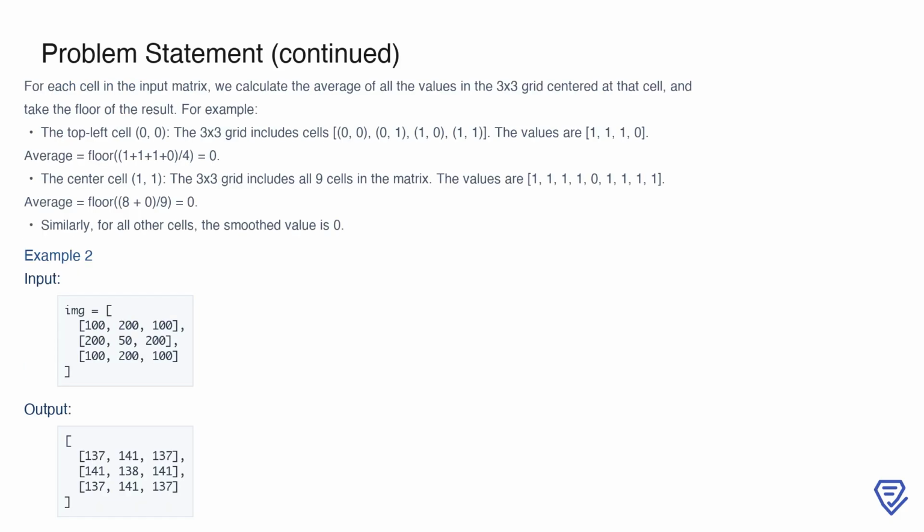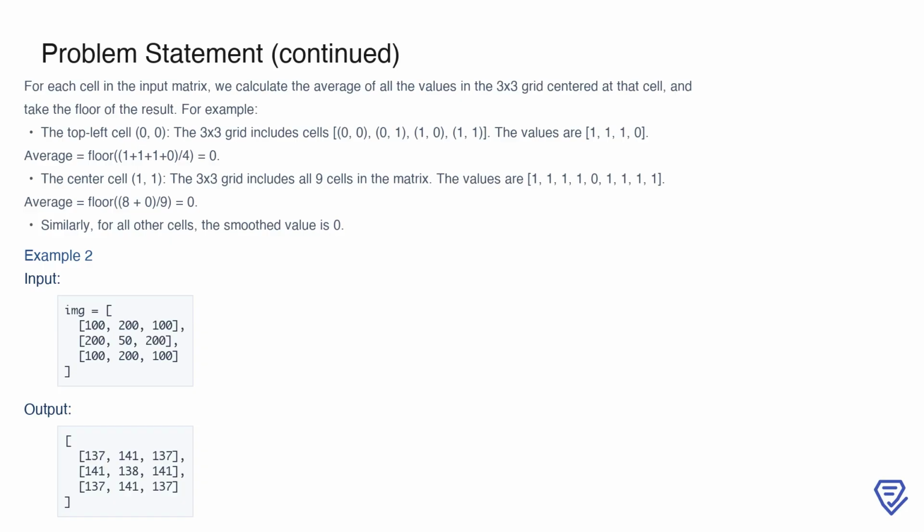To better understand the calculations, let's break it down for specific cells. For the top left cell at position 0, 0, the 3x3 grid includes cells 0, 0, 0, 1, 1, 0, 1, 1, with values 1, 1, 1, 0. The average is calculated as the sum of these values, which is 3, divided by the number of cells, 4. Applying the floor operation gives a smoothed value of 0.